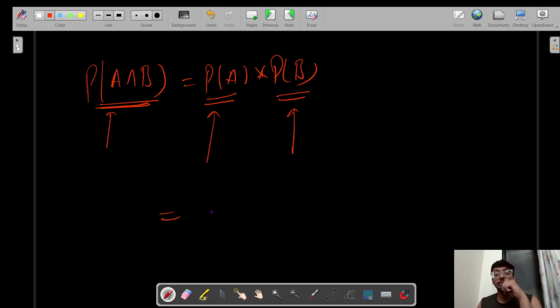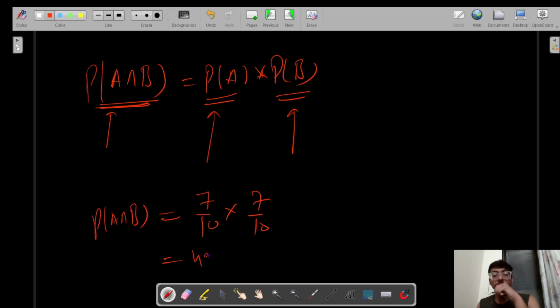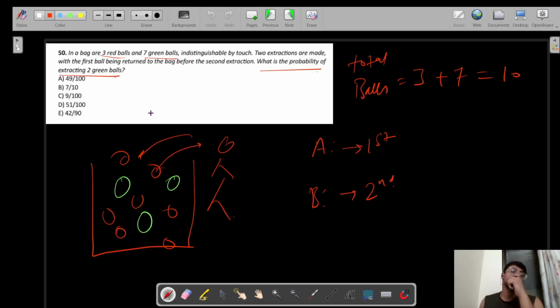So this P(A) term is nothing but 7 by 10, and this is 7 by 10 also. So P(A intersection B) will be nothing but 49 by 100, right? So let's find out the answer, and it says, yes, this is option A.